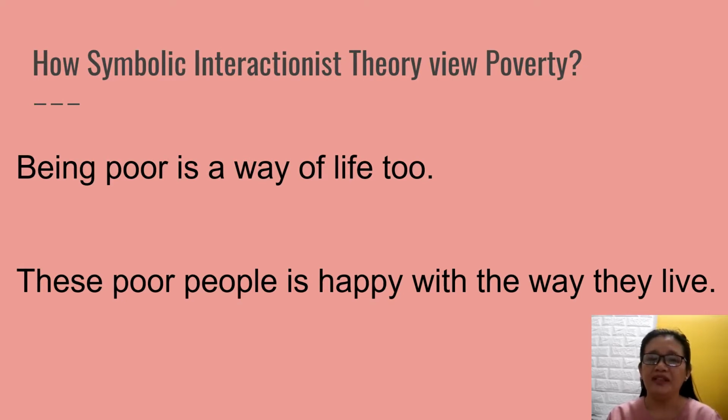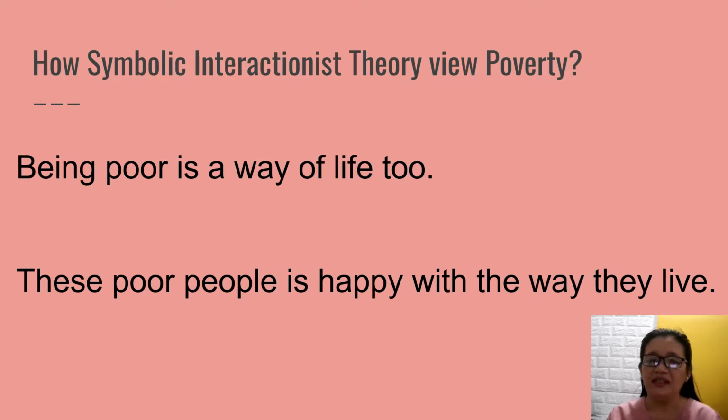So this is somewhat personal: how a person views poverty, or how a person views a certain poor individual. And this second sentence is another way the symbolic interactionists approach poverty. It says, these poor people are happy with the way they live.